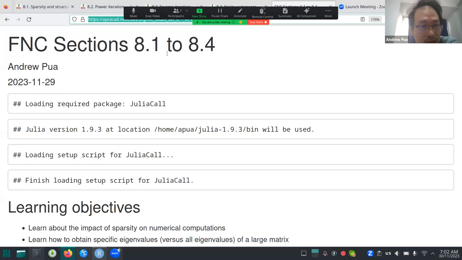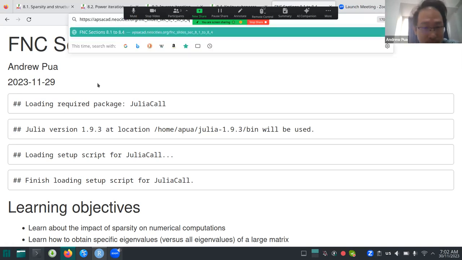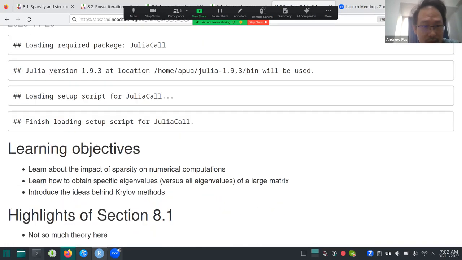Okay. So for today, we're going to be talking about sections 8.1 to 8.4. These sections can be a bit much as well. Some are quite new. Let's see where it takes us. So this time I did an R markdown file instead of slides. Let me just put in some of the learning objectives.